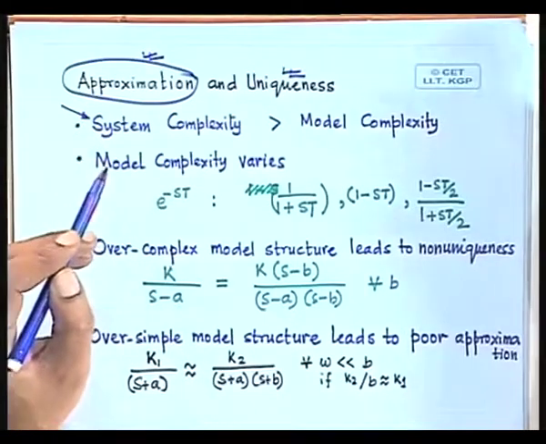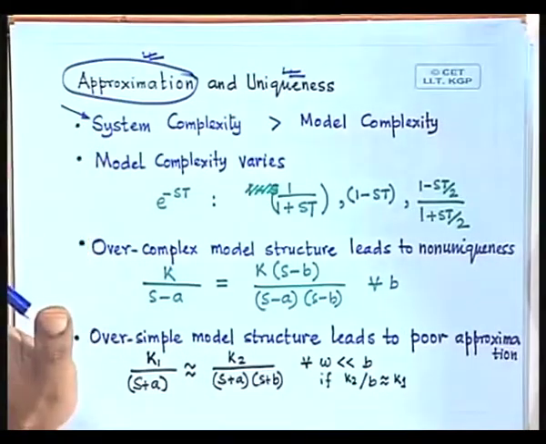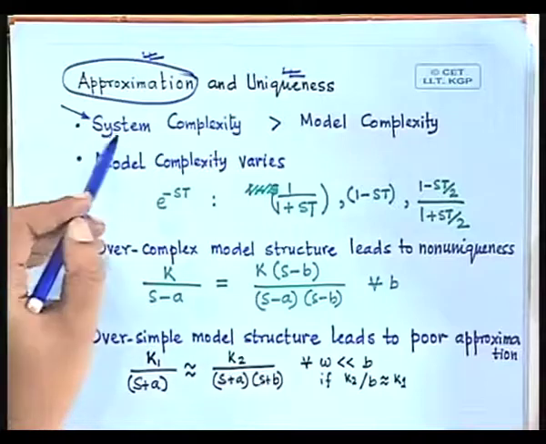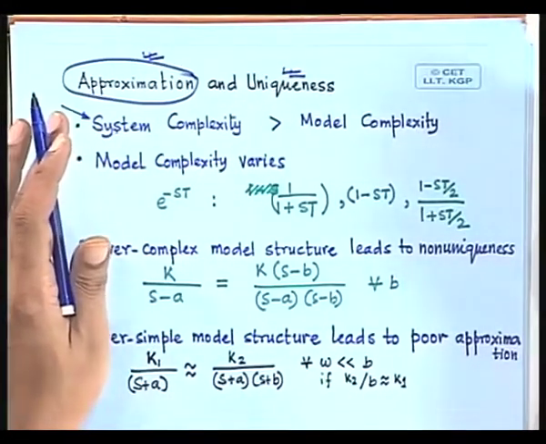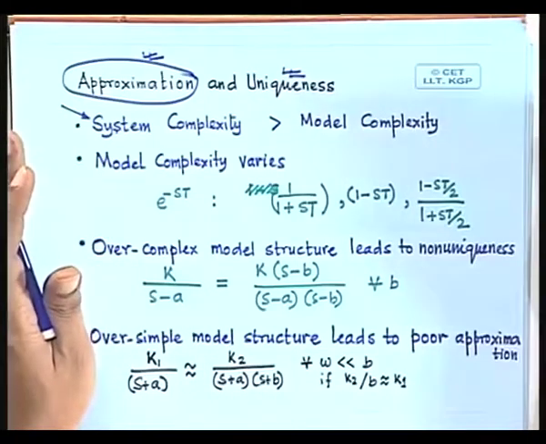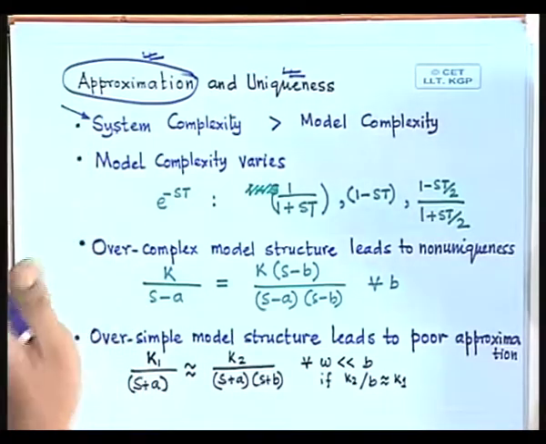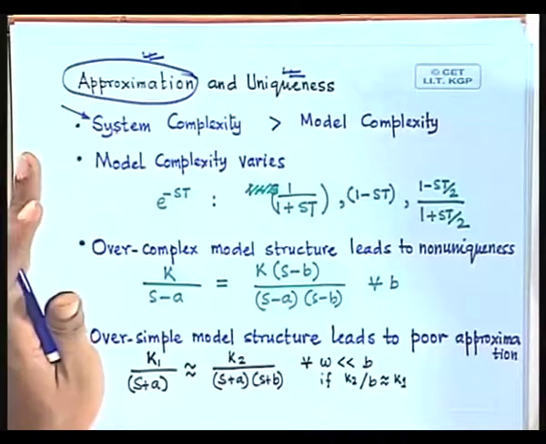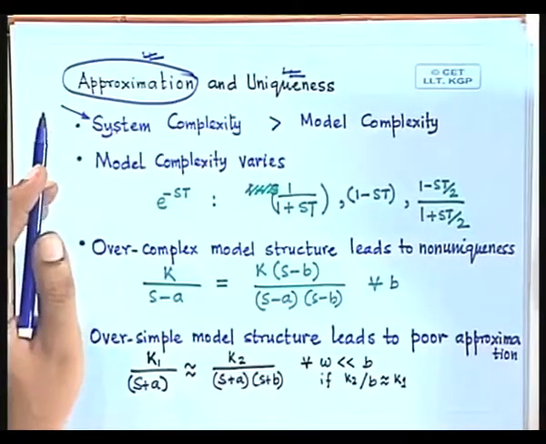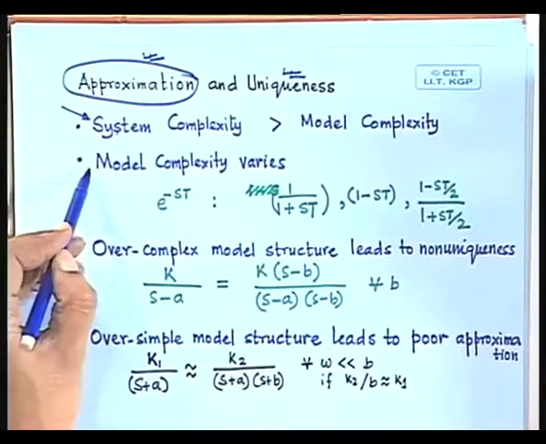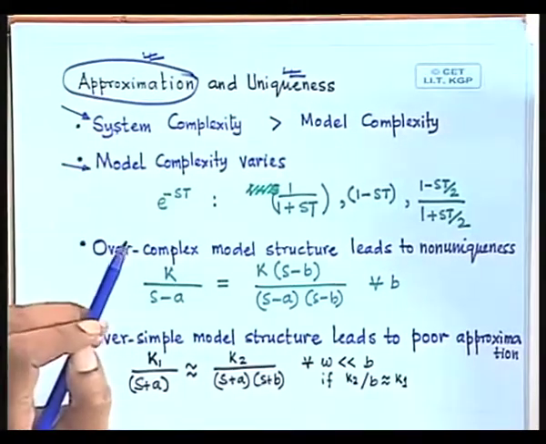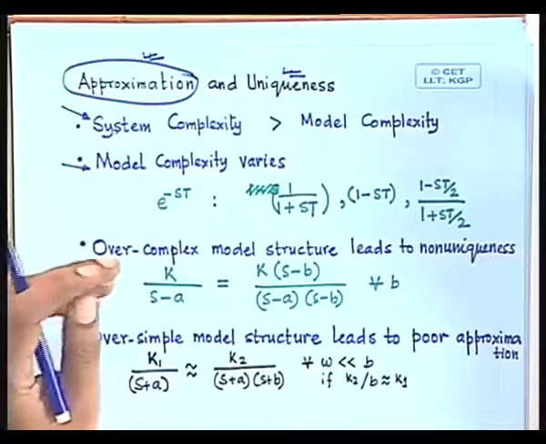First thing is that we must remember, this is a thumb rule based on which the whole field of robust control is based, that system complexity is always greater than model complexity. So the model is but an approximation of the system. There is always some unmodeled dynamics, always. I mean, almost always. Similarly, model complexity varies. It is a matter of choice.